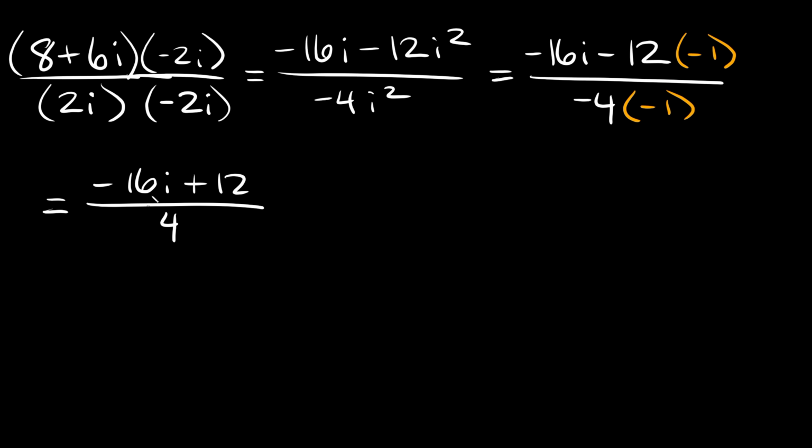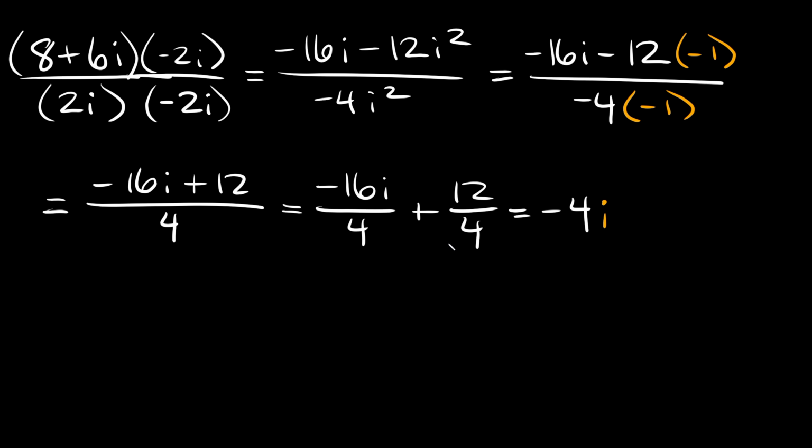All right. Now again, we can split these up into two different fractions. So we can say negative 16i over 4 plus 12 over 4. So here, negative 16 divided by 4 is equal to negative 4. So this is equal to negative 4i, and 12 over 4 is 3, right? So plus 3. And then we can just switch the position of these two, right? So we can write the number first and then the imaginary number at the end. So this is going to be equal to 3 minus 4i.